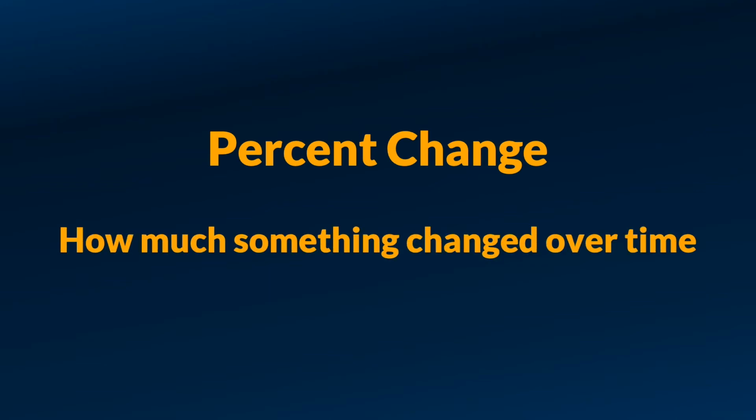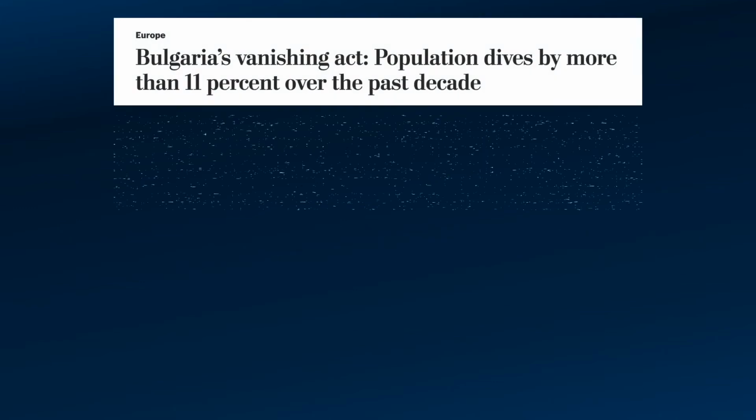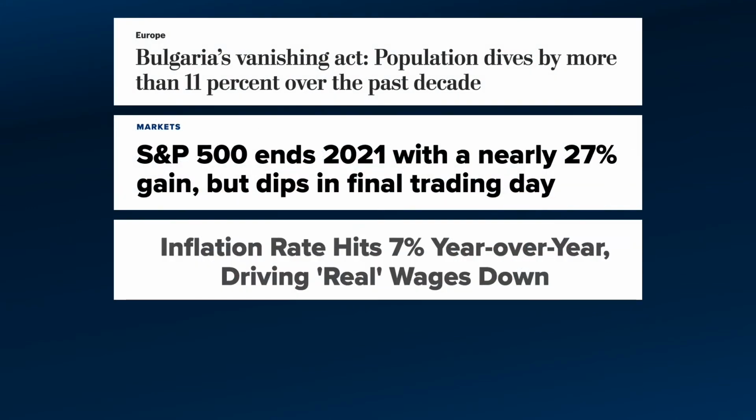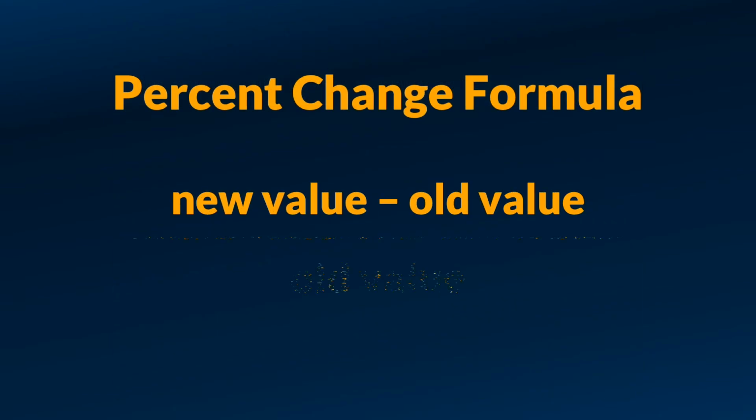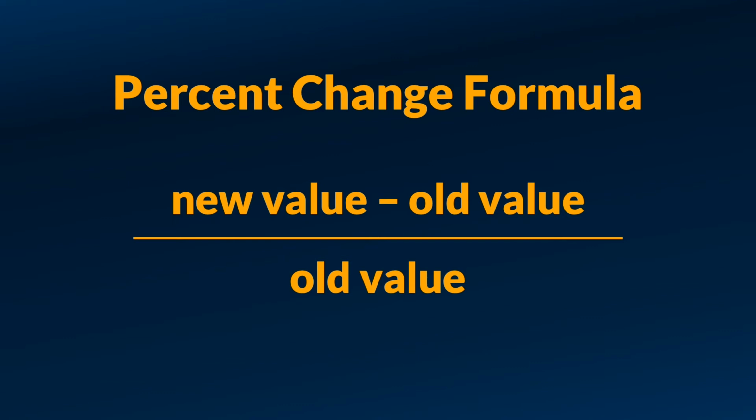Now let's turn to percent change. Percent change is most often used when we want to explain how much something changed over time. Things like population growth, stock market growth or decline, inflation, the growth in infection rates, these are often expressed as percent change. The formula for calculating percent change is new value minus old value divided by old value. It's a comparison of change and the starting value.